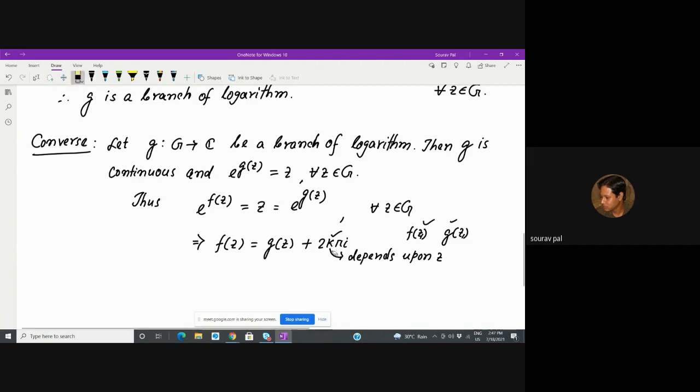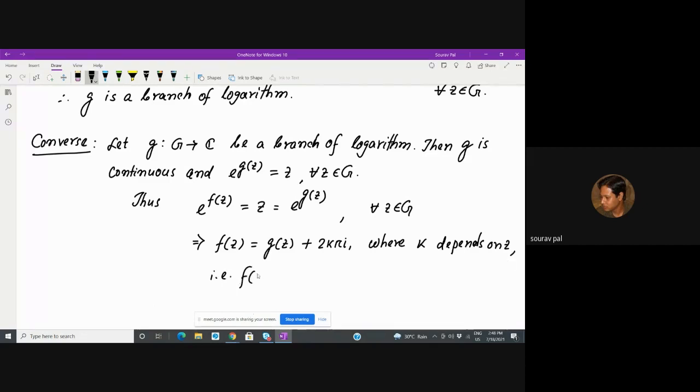Okay, let's see how it goes. So I just write 2k pi i, where k depends on z. That is, you can write f(z) equal to g(z) plus, since it is a function of z, as I said, it depends upon z, 2k(z) pi i. Okay?